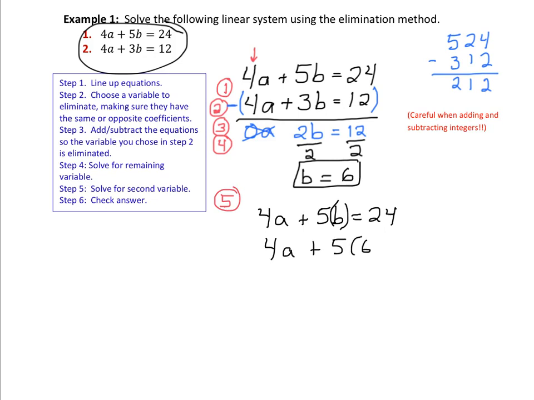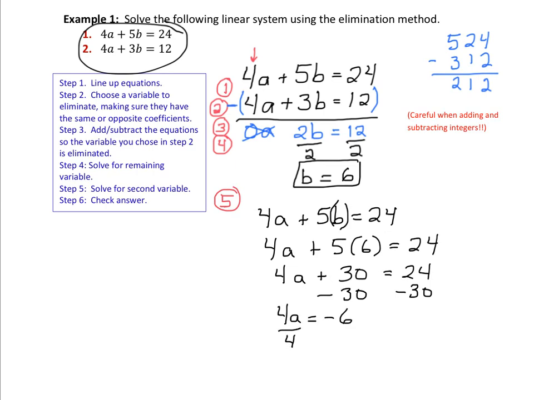sub it in there, so 4a plus 5 times 6 equals 24, and then we start using our order of operations to solve for a. 5 times 6 is 30, so we do our multiplication first, and now we can just start isolating a by doing the opposite operations, so we'll subtract 30 from both sides first, and that gives us 4a equals negative 6. And lastly, we can divide both sides by 4. So you get a is equal to negative 3 over 2. And we'll just leave that as a fraction as our final answer.